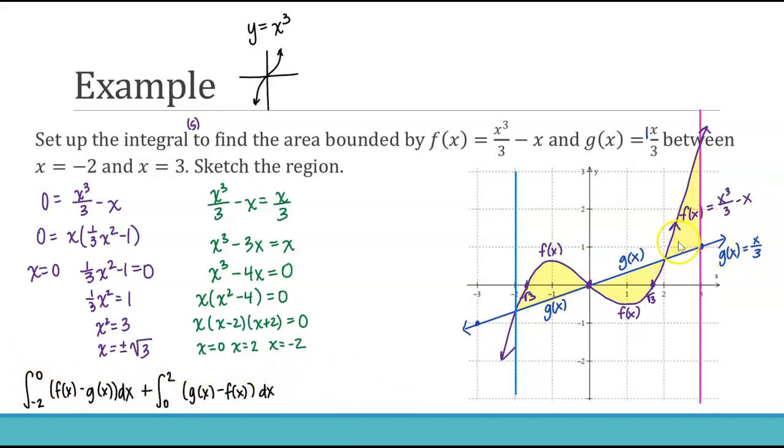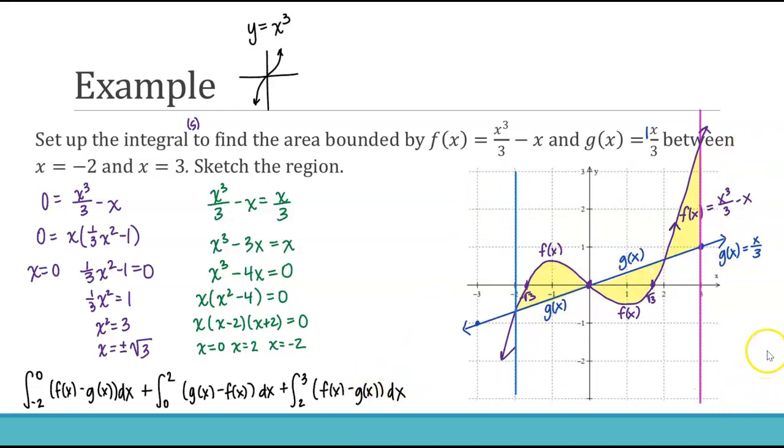And then finally, we have this other region here. It's sort of open-ended, right? It's going to close off at that vertical line, x equals 3. So it starts at 2, ends at 3, and the top is the cubic, f of x, and the bottom is the linear function, g of x dx. So this is a setup of the integrals needed to find the area bounded by these two functions and these two vertical lines.